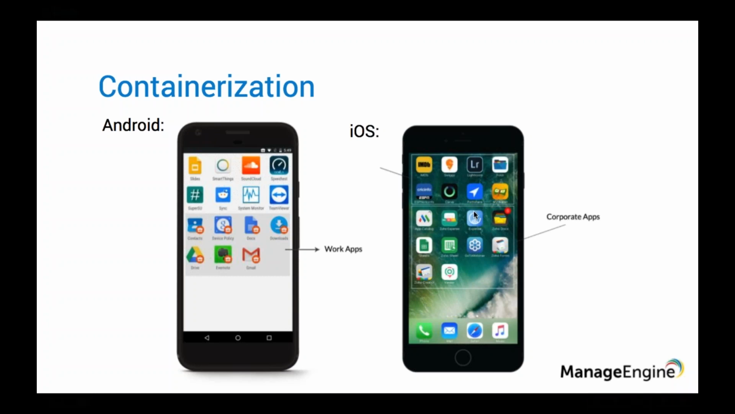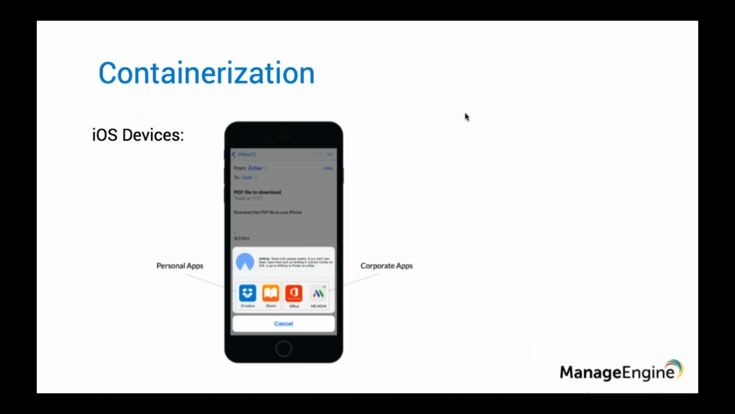There is no logical containerization that occurs on these devices. This can lead to a lot of problems. Let me show you one of them. Let's say you have an email attachment that needs to be opened on your device. As you can see here, we have an option to use either the personal apps like Dropbox and iBooks for accessing this particular attachment. We also have the corporate apps that can access this attachment. In addition to this, we can also choose to airdrop this attachment to various devices. This is not feasible since we have access to corporate data.